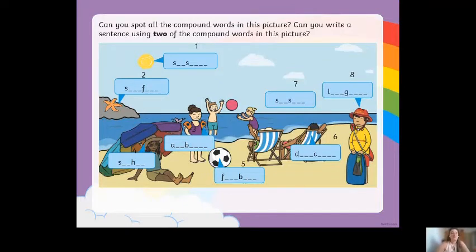Okay, children, so can you spot all the compound words in this picture? Then ask an adult or a sibling or a guardian to help you out with this exercise. So, picture number one. What compound noun is that? Sunshine. Number two, starfish.